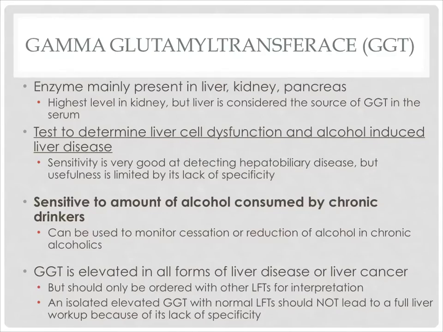GGT is an enzyme that is mainly present in the liver, kidneys, and the pancreas. Its highest source is found in the kidney. However, when we see it on a serum blood test, we assume that the source of that in the serum is coming from the liver. We use this test to determine liver cell dysfunction and alcohol-induced liver disease.